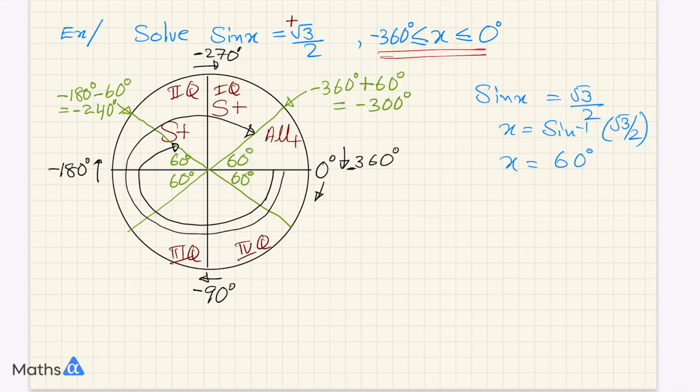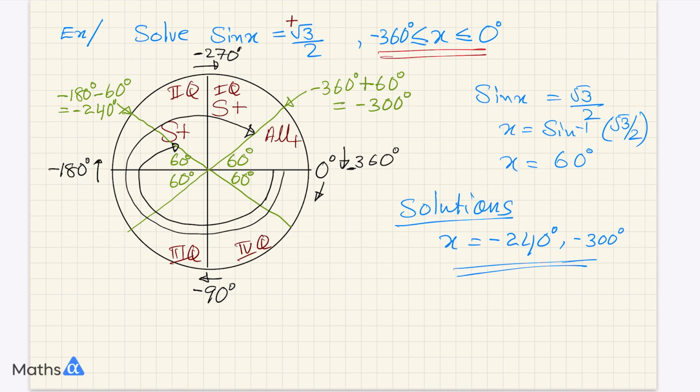So after that, we can write the solutions. X equal to minus 240 degrees. Another one we can write, minus 300 degrees. Okay, so we have two angles. Those angles satisfy this trig equation in this interval. All right.